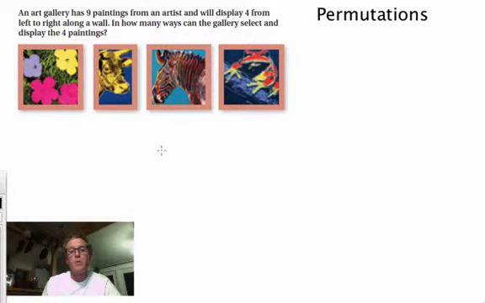Next up is permutations. Let's look at this problem where an art gallery has 9 paintings from an artist and will display 4 from left to right along a wall. In how many ways can the gallery select and display the 4 paintings?